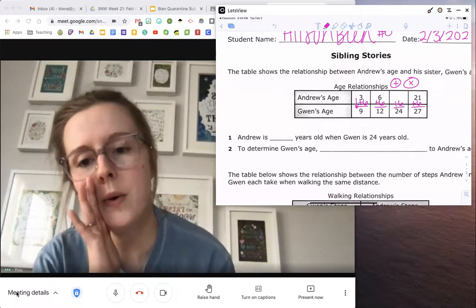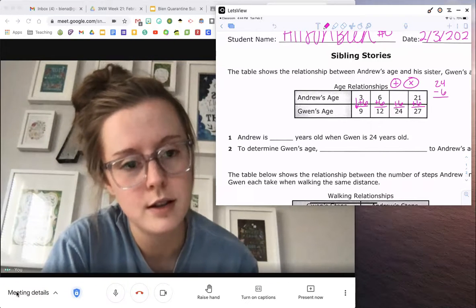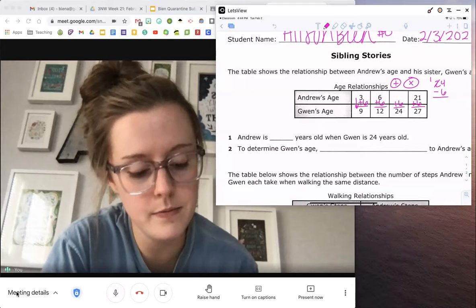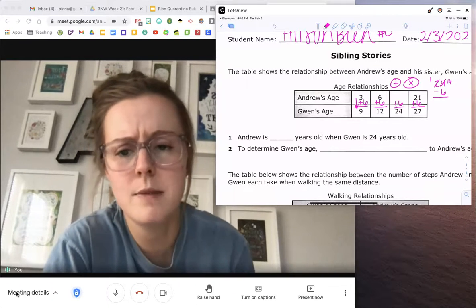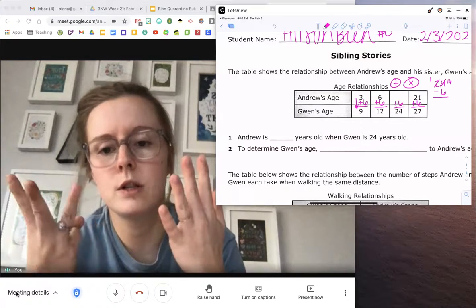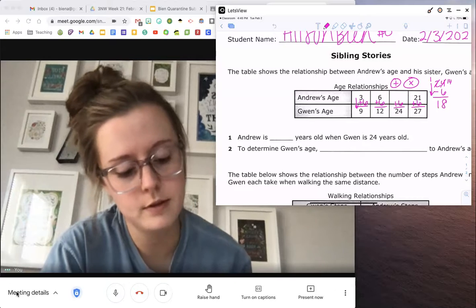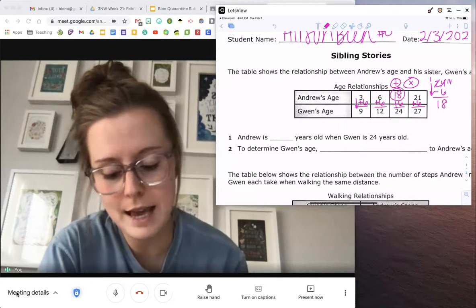Flip it around. 24 minus 6 equals, so you can't do 4 minus 6. So 2 turns into a 1. Give that 10 to your 4 and make it 14. What's 14 minus 6? 6, 7, 8, 9, 10, 11, 12, 13, 14. 8. And then bring down your 1. When Gwen is 24, Andrew will be 18.